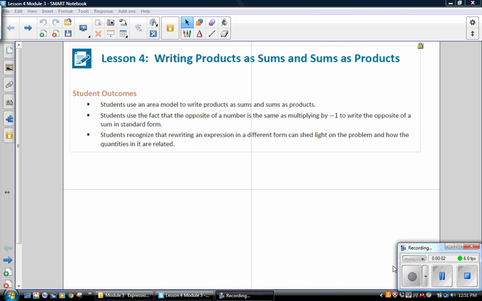This is Mrs. Zappia with Lesson 4 in Module 3, Writing Products as Sums and Sums as Products. Student outcomes for this lesson. Students use an area model to write products as sums and sums as products.